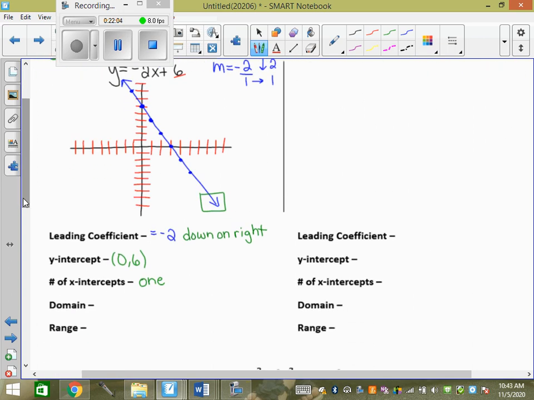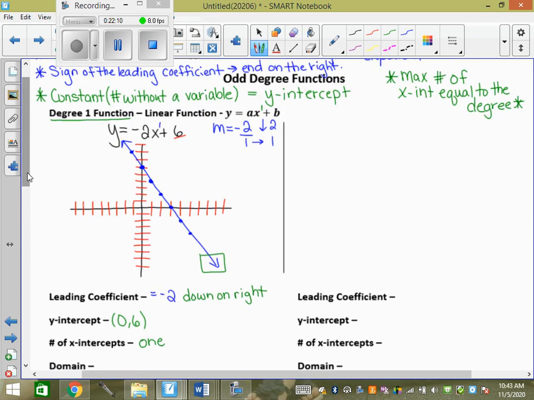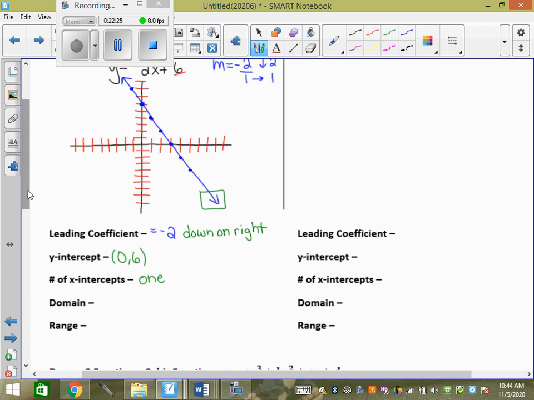We'll do that later. We're just going like, if we see this, we don't even have to sketch it, we can be able to answer this. So even if I just saw the equation, y equals negative 2x plus 6, I can tell you it ends down on the right, up on the left. I can tell you have a y-intercept of 6. And I can tell you that there's a maximum of 1 x-intercept and minimum of 1 x-intercept without even graphing it. Okay? What's my domain of this graph?